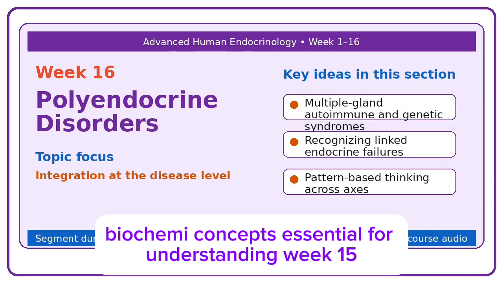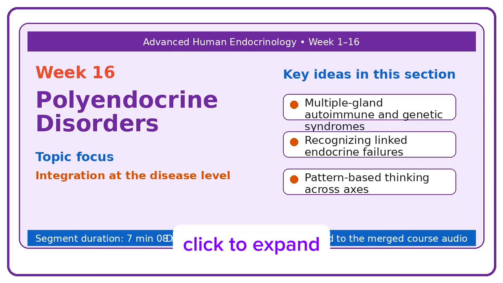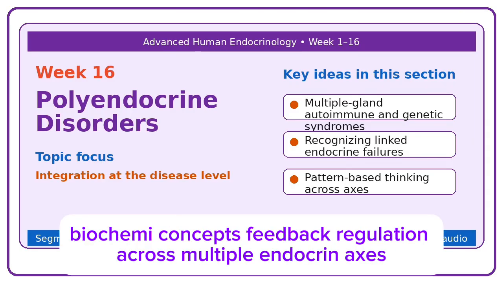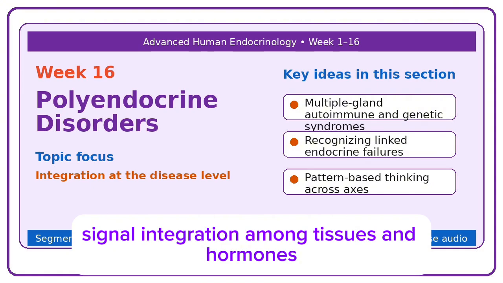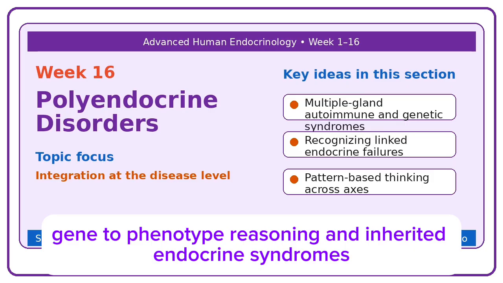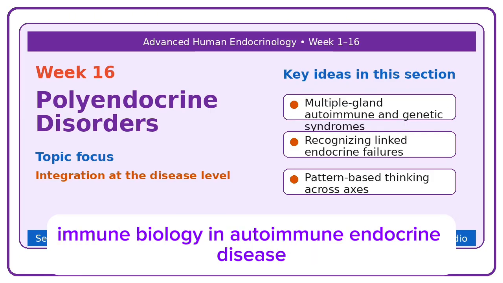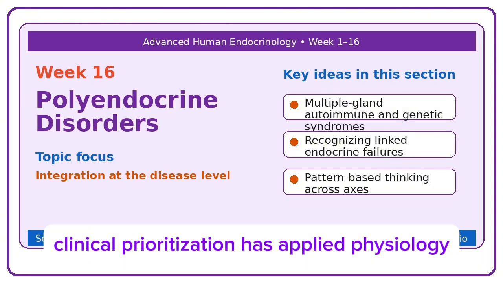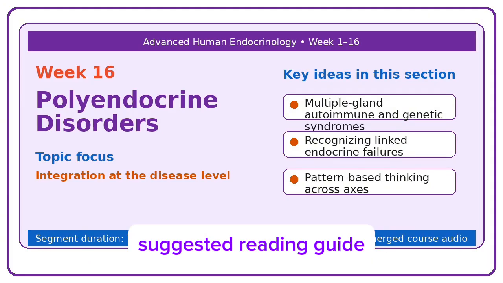Biochem concepts essential for understanding week 15. Click to expand biochem concepts: feedback regulation across multiple endocrine axes, signal integration among tissues and hormones, metabolic systems thinking for multi-organ physiology, gene-to-phenotype reasoning in inherited endocrine syndromes, immune biology and autoimmune endocrine disease, clinical prioritization as applied physiology. Suggested reading guide.